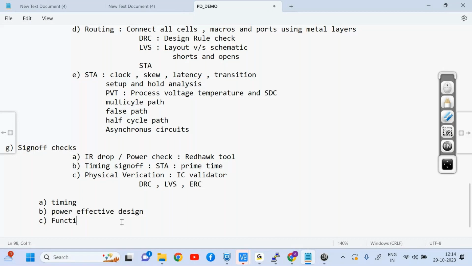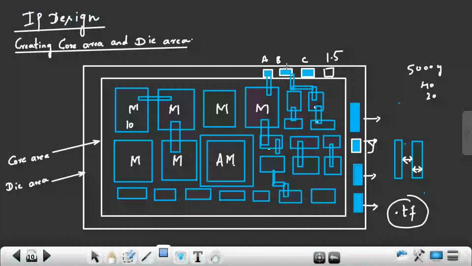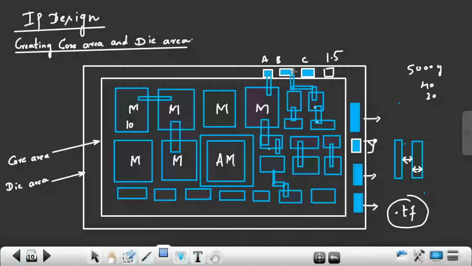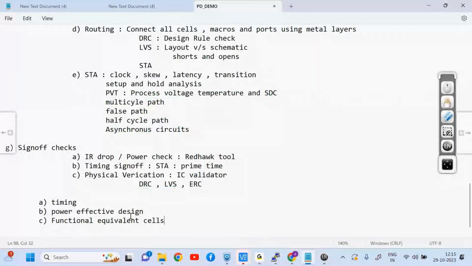After doing all these things, we do logic equivalence check. Logic equivalence check means extracting the netlist of this layout and comparing this netlist with the RTL. Both should implement the same functionality. If functionality is not met, it's gone. So we have to create a functionally equivalent design. You should not disturb functionality, meaning I should not interchange the cell connections. I should be very careful about that. So we have to build functionally equivalent cells, and we have to meet design for manufacturability.